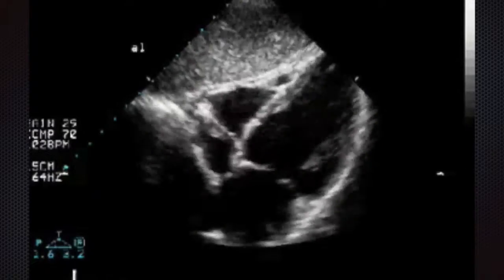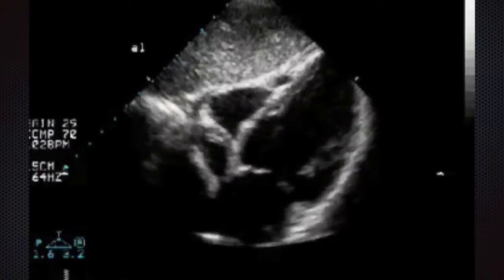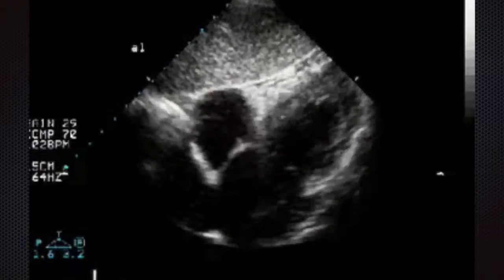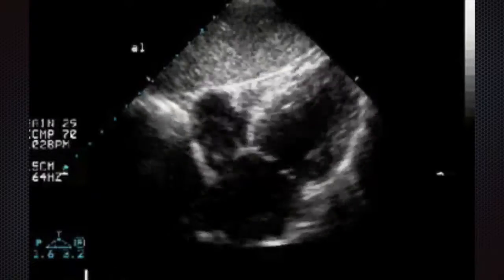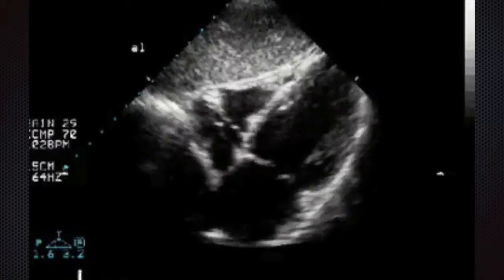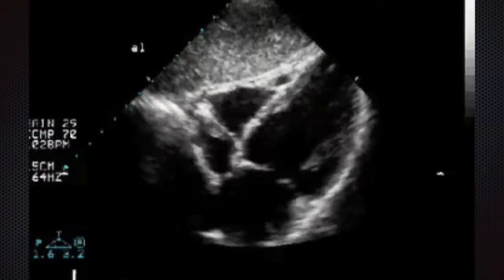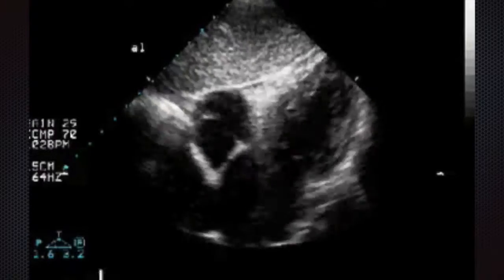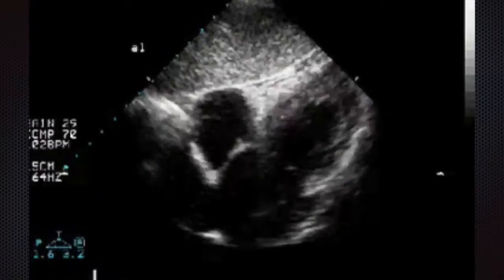Okay, so let's move on to the subcostal views. So on the subcostal views, we have the left lobe of the liver, which is seen at the top of the screen. Then adjacent to that is the right ventricle, which looks triangular in shape. Now it looks much smaller than the left ventricle on this, but the right ventricle tends to wrap around the left ventricle, so we're only seeing a fairly small part of it.